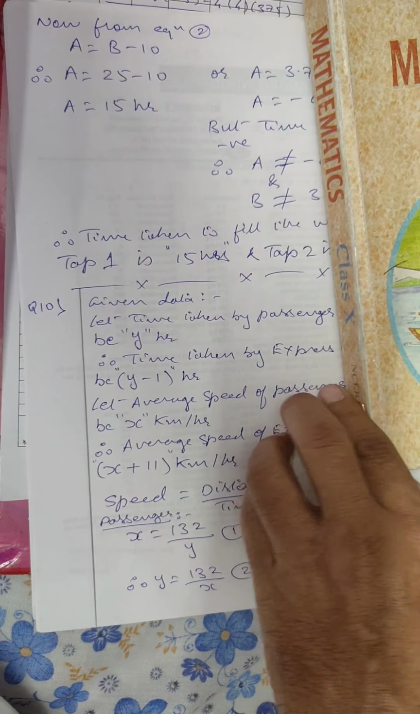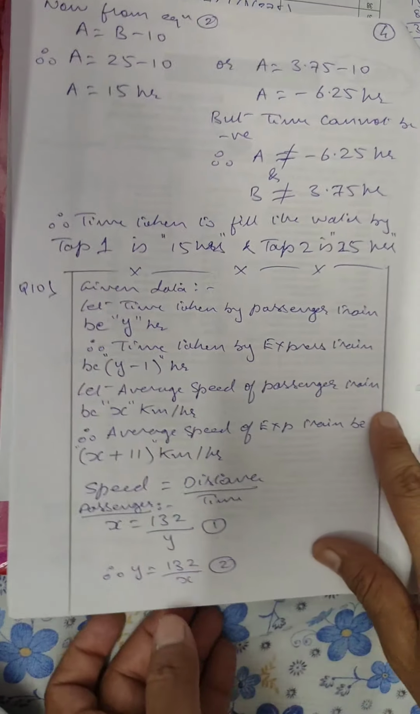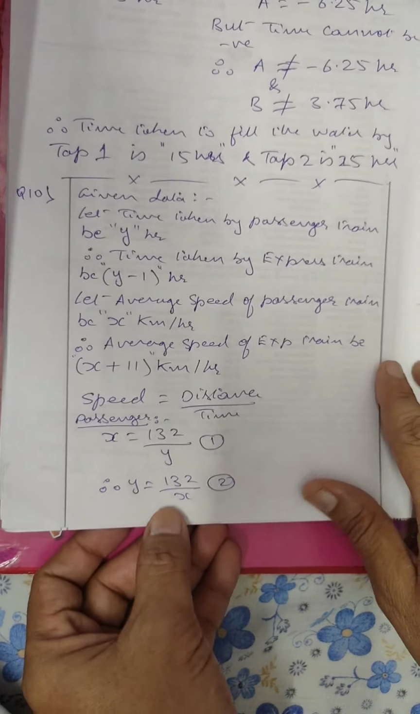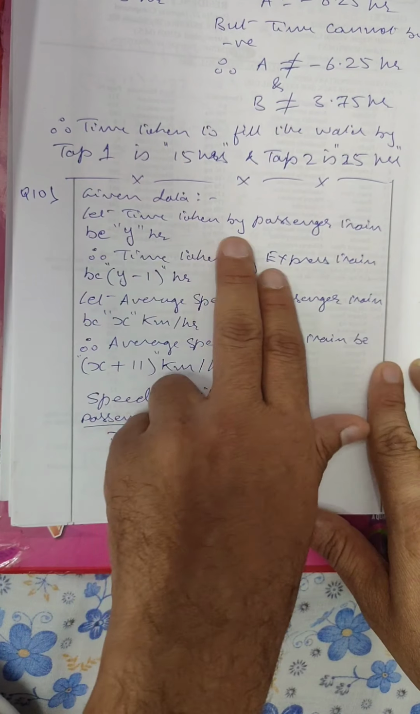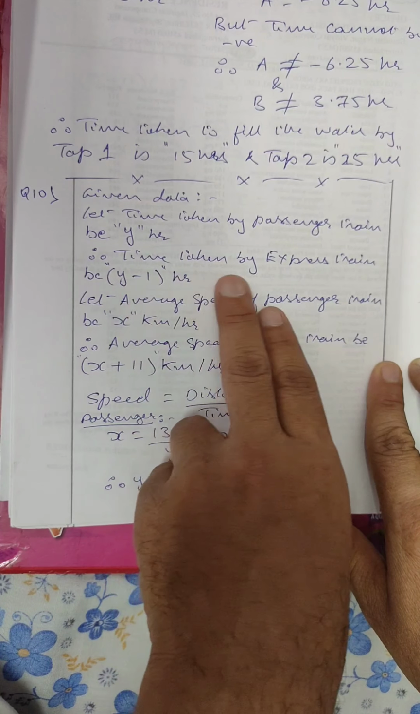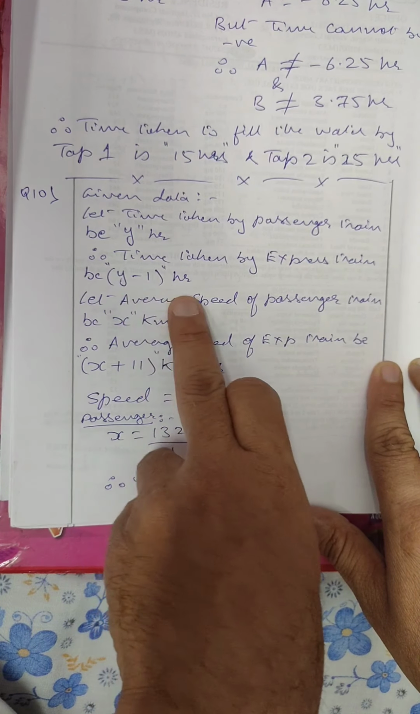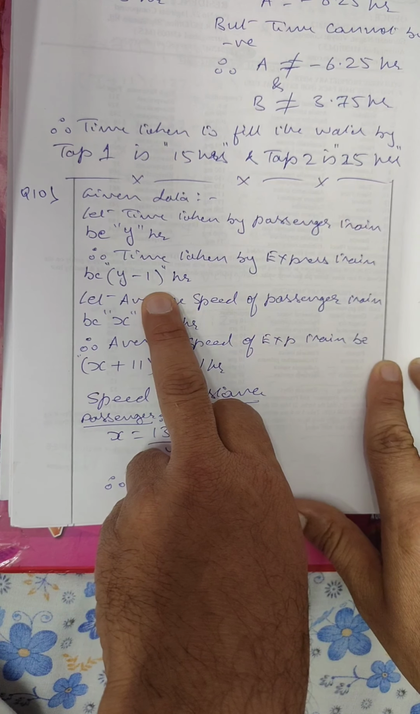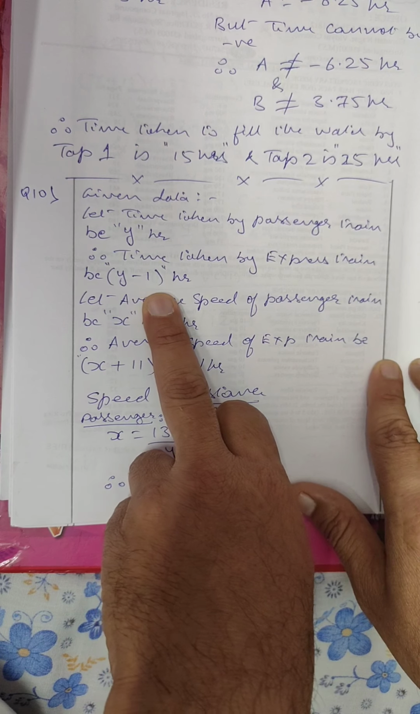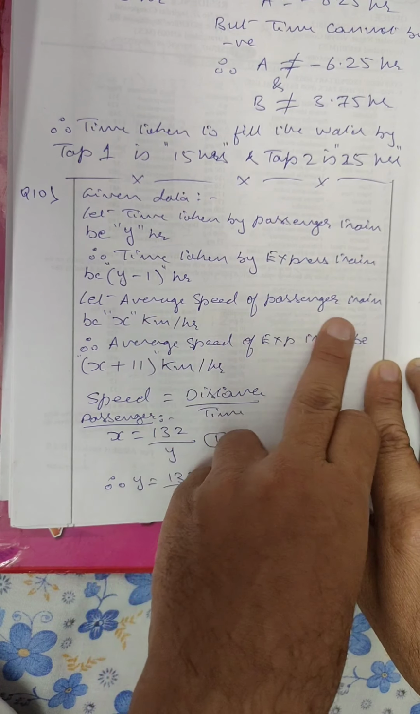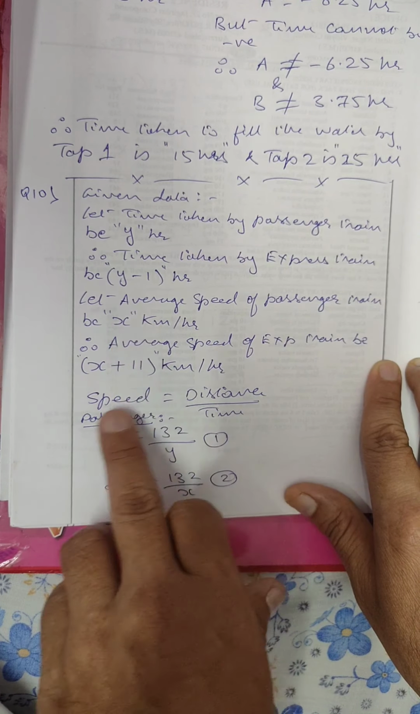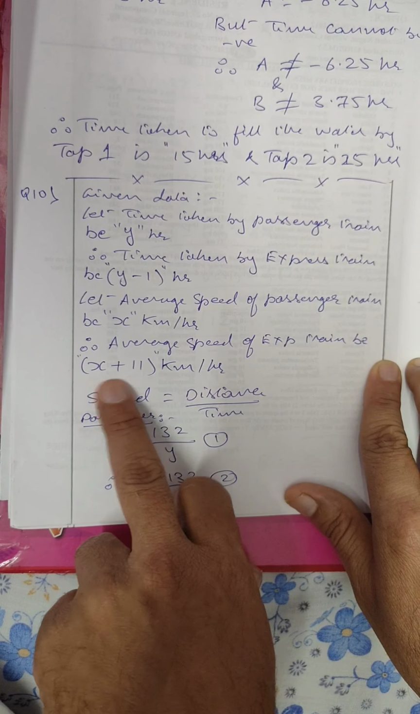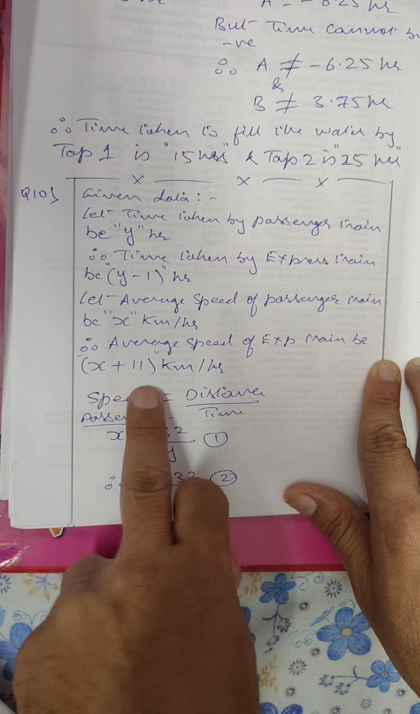This problem is similar. I suppose you can be able to solve it, but I am again explaining here. So what we are doing, let the time taken by the passenger train be y hours, time taken by express train be y minus 1 hours. Why? Because 1 hour less express train is taking when compared to passenger train. Average speed of passenger train is x km per hour. Average speed of express train is x plus 11 km per hour because speed is more.